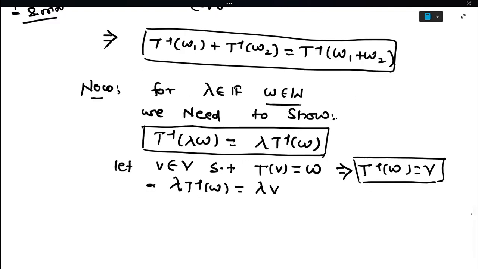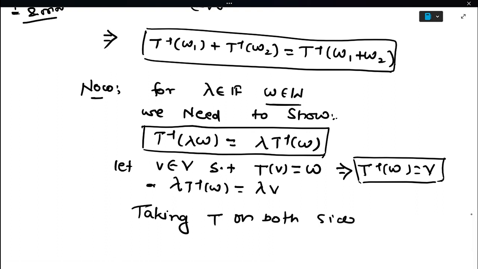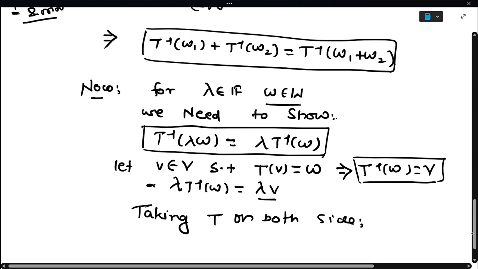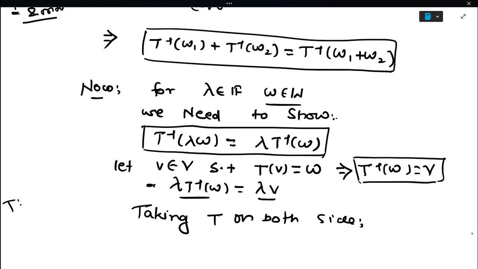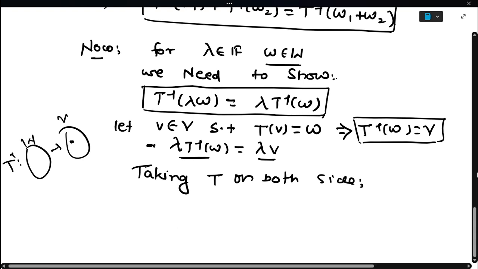So now taking T on both sides. Since this is an element of capital V, the vector space, and this is also an element of the vector space V, because T inverse is a function from W to V, so the image part will be in V. So we can take T, because T is a function from V to W. So we have T of lambda T inverse W equal to T of lambda V.